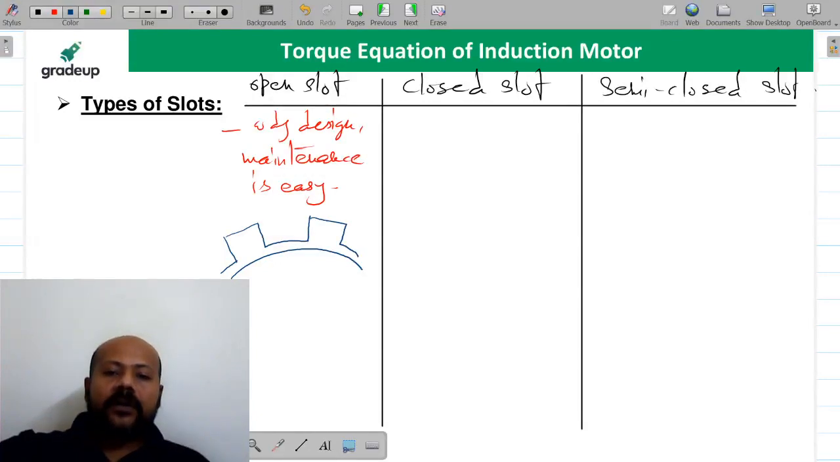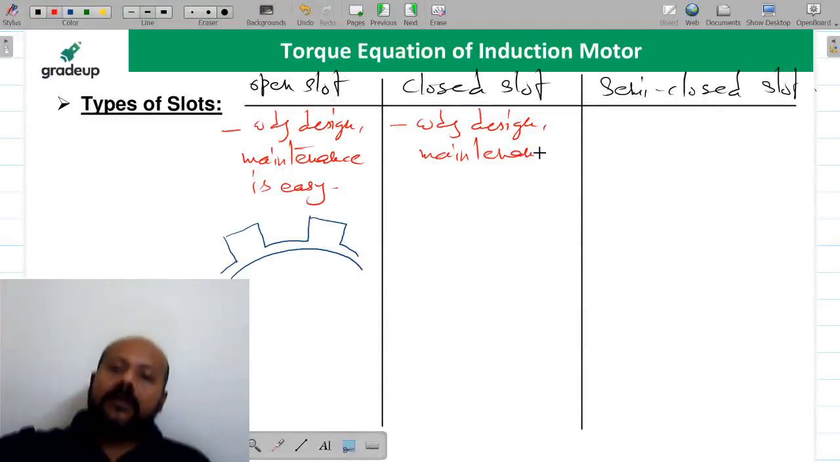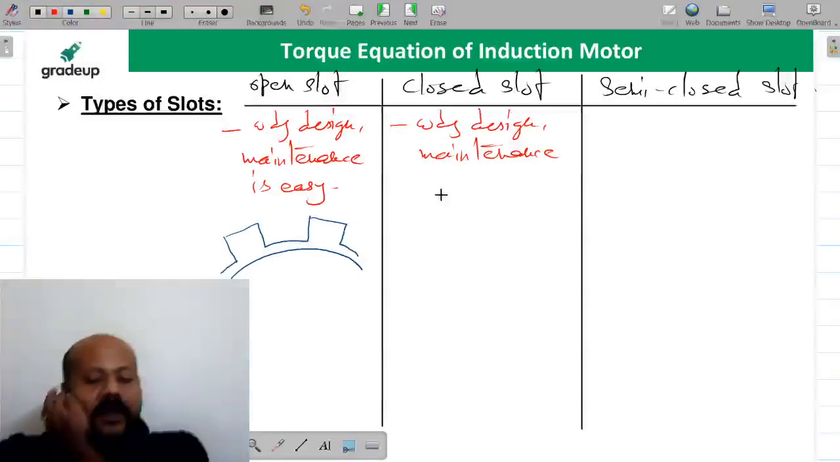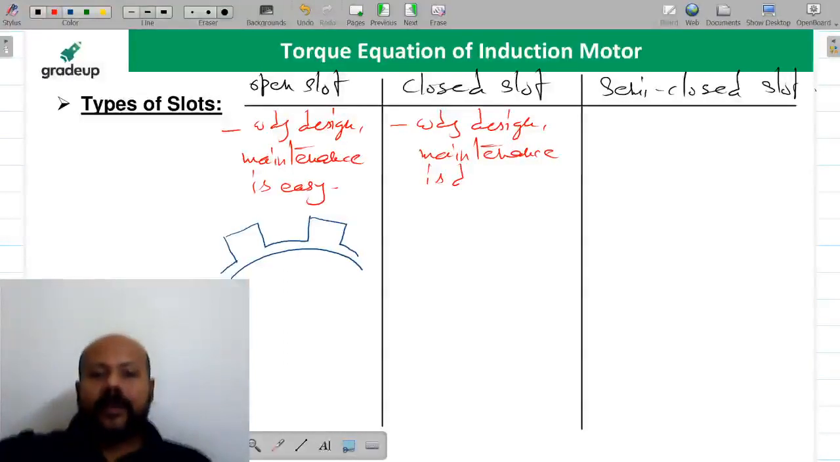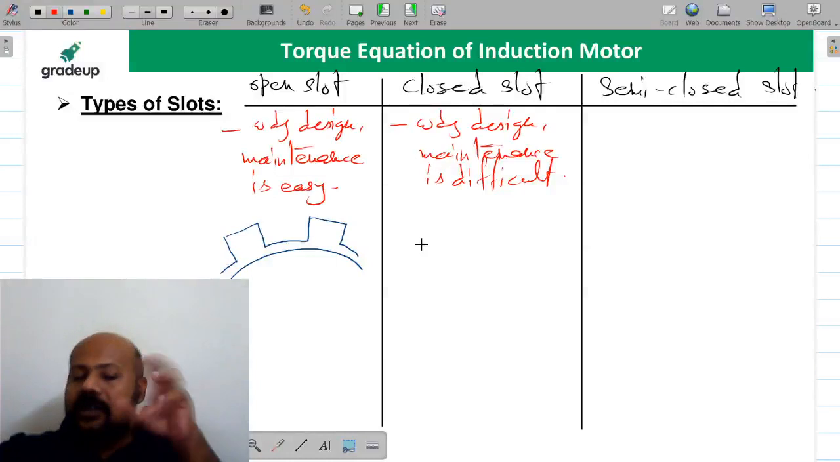And these are your stator slots. Is it clear? So these type of slots we are calling as open slots. Now if you come to closed slots, definitely the winding design and maintenance is difficult. Okay? Because it is a closed slot.